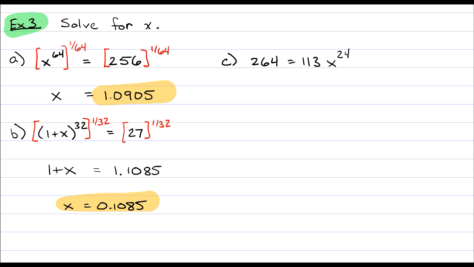If I do that, I have 2.3363 equals x to the 24th. So now I can get rid of the exponent of 24 by raising both sides to the 1 over 24th power. And then once I do this, that will give me the value for x. And so calculating that, I get x equals 1.0360 when I round to 4 decimal places.